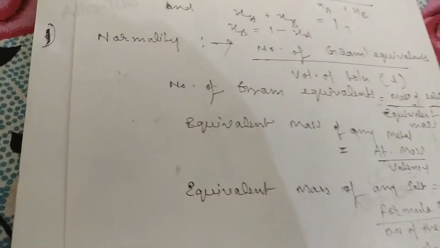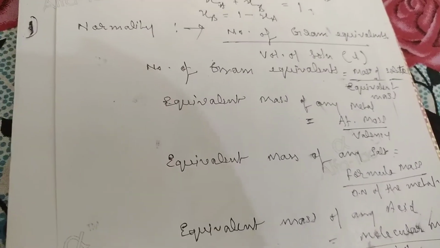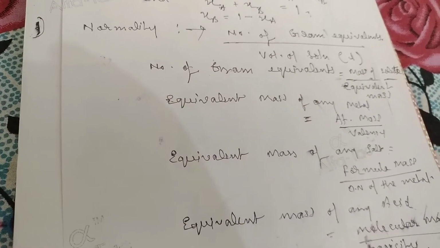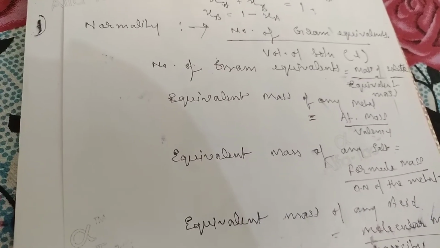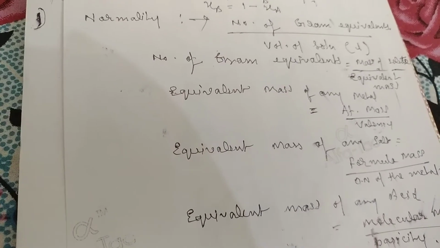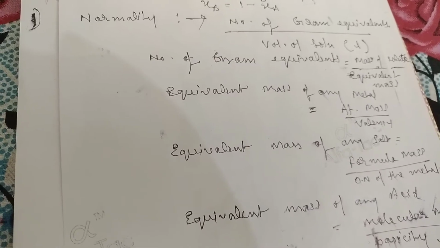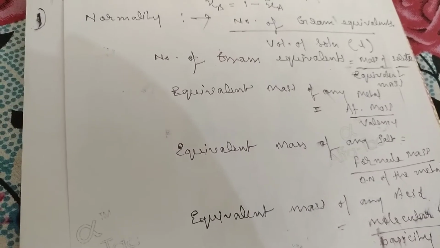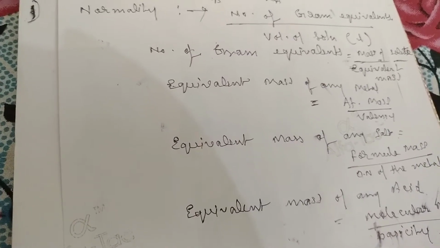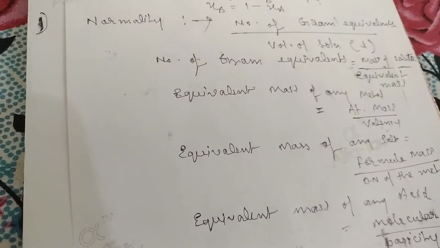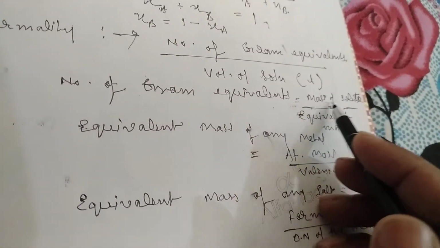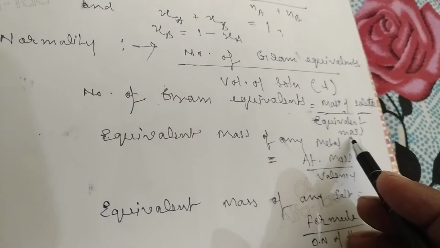Now the next method of expressing the concentration is normality. Normality is the number of gram equivalents divided by the volume of solution in liter. Again, I will repeat that if the volume of solution is in milliliter, then multiply the numerator with 1000. Now what is gram equivalent? The number of gram equivalents is equal to the mass of solute divided by the equivalent mass.